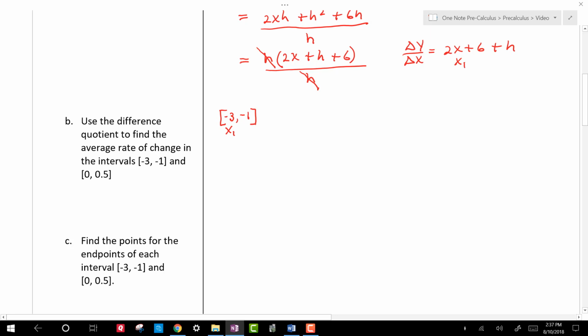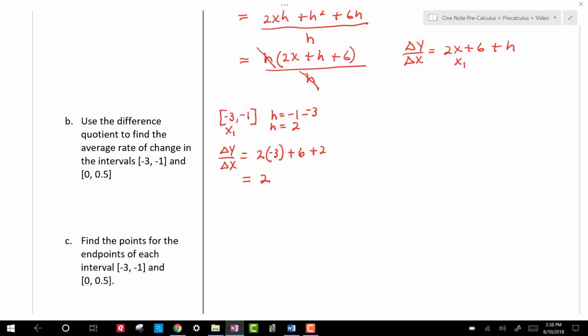So h is equal to x2 minus x1, so -1 minus -3, so that gives me an h value of +2. Remember, h is a distance from the first x to the second x, so your h value should be positive, okay? So delta y over delta x is equal to 2 times x1, so that's going to be -3, plus 6, and then +2. So -6 plus 6 is 0, plus 2. The rate of change in the interval -3 to -1 is 2.